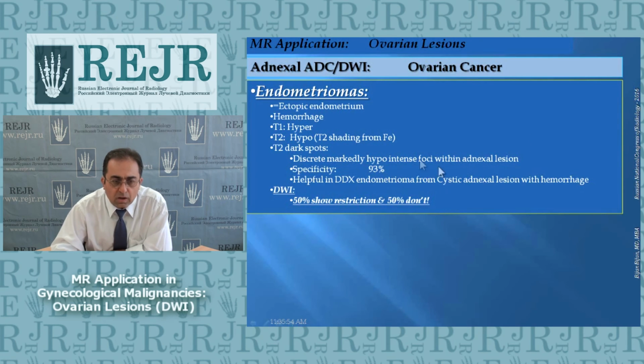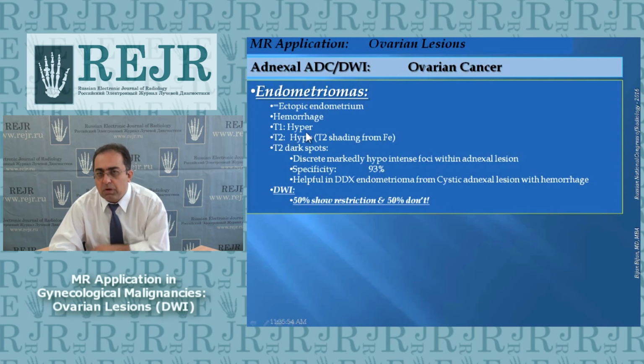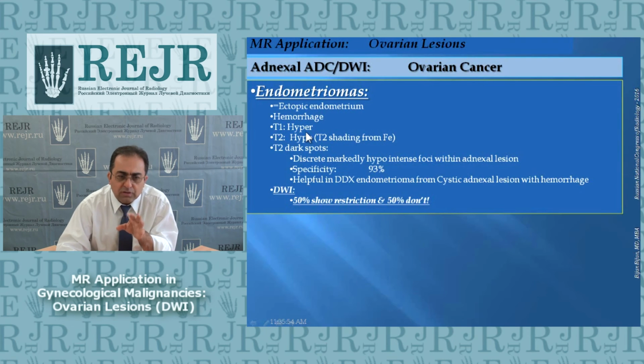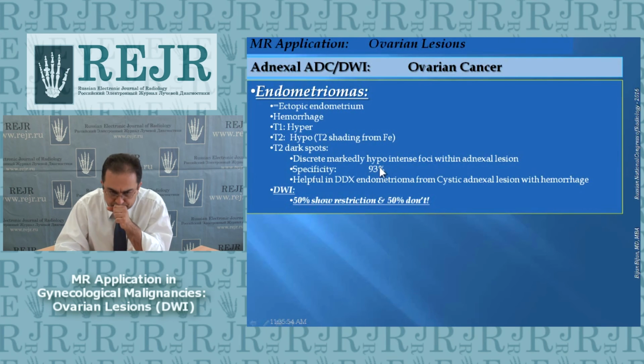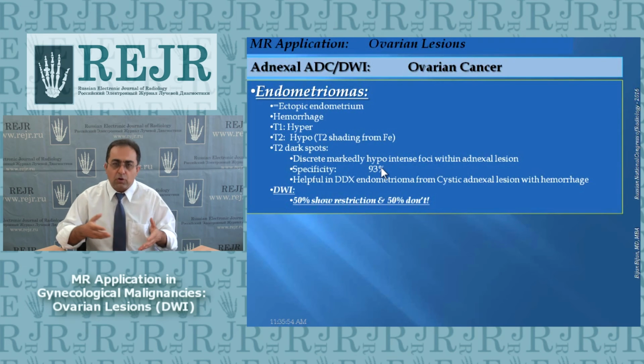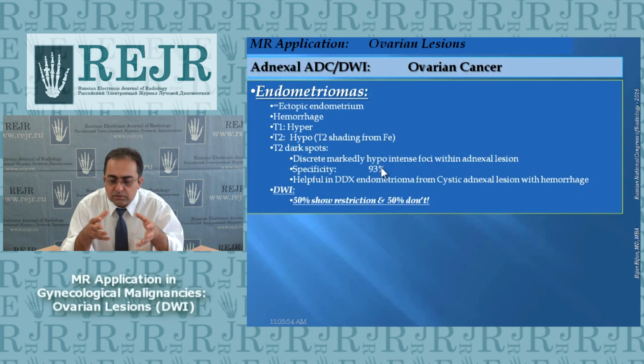Now, they have blood degradation products. That's why they show this T2 shading. They can cause a lot of inflammation. And if they rupture, they can actually cause a lot of problems in the abdomen. Those are lesions that the surgeon, when they go in and are cutting them out, will make sure that they don't spill the cystic component into the abdomen, because as I said, it can cause adhesion.